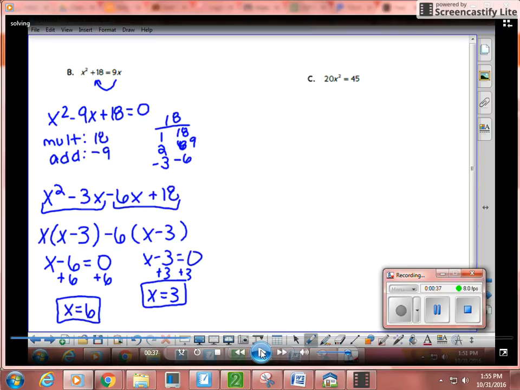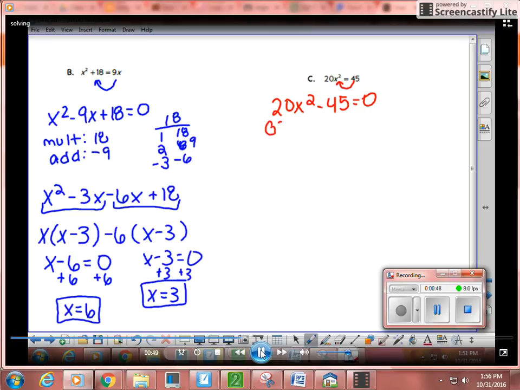Okay, letter C. When I'm looking at that, the first thing that I see is, okay, nothing's on one side, so I'm going to move that. Then I'm either going to look for greatest common factors or difference of perfect squares, because it's not a perfect trinomial. So I'm going to take the 45 first and move it to the other side. So I have 20x squared minus 45 is equal to 0.